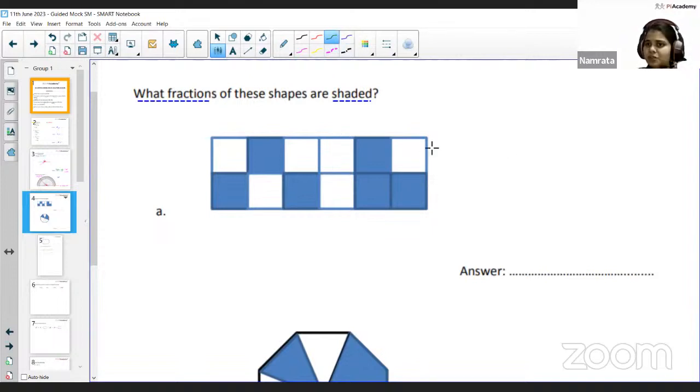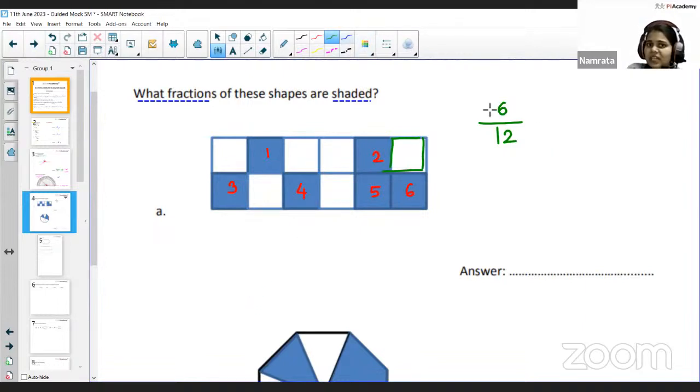If we carefully observe, the total number of boxes in this grid is how much? 6 times 2, right? That is 12. So our denominator will be 12. That's for sure. Now let's count the number of squares which have been shaded. Starting with 1, 2, 3, 4, 5, and 6. So that makes 6 squares which have been shaded.